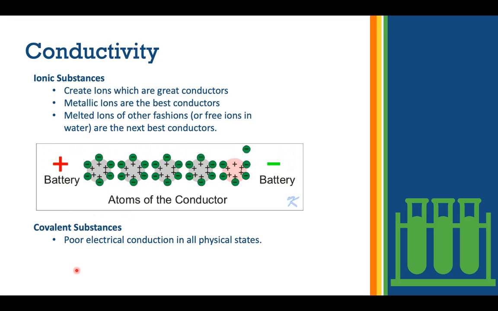Covalent substances have poor electrical conduction in all physical states. Okay, so if something is covalently bound, it's not going to conduct electricity well. That's why plastics are used for insulators, foams, things like that. They do not conduct electricity well. Rubber does not conduct electricity well. It's a polymer. It's covalently bonded together.